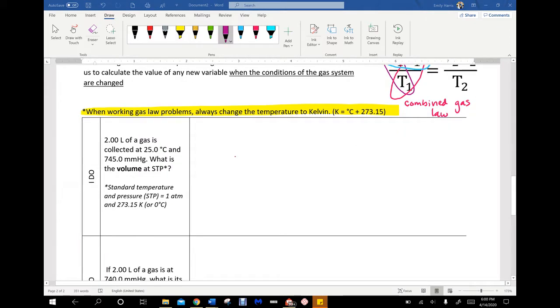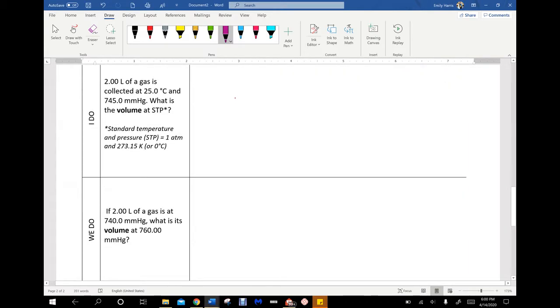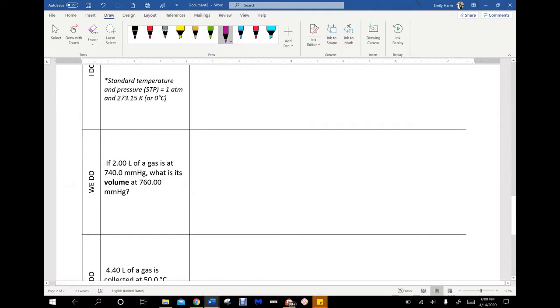All right, so let's jump in and see what we can do. So we're actually going to skip the I do and save that one till last. I accidentally put the harder one at the beginning. So let's start with the we do and work our way down, and then we'll come back to the I do at the end, and that should give you all 4 examples of how you can use this particular combined gas law.